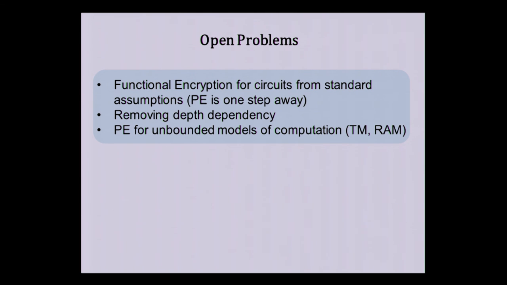Whereas in our case, we only guarantee security with respect to the users that are not allowed to decrypt the message M. There are some additional interesting open problems, such as removing the depth dependency in all of these constructions. We have a bootstrapping theorem for fully homomorphic encryption, and we don't know any similar bootstrapping theorems with respect to attribute-based or predicate encryption. And finally, I want to mention the construction of predicate encryption for different unbounded models of computation from standard assumptions, such as Turing machines, RAM programs, and so on and so forth. Thank you.